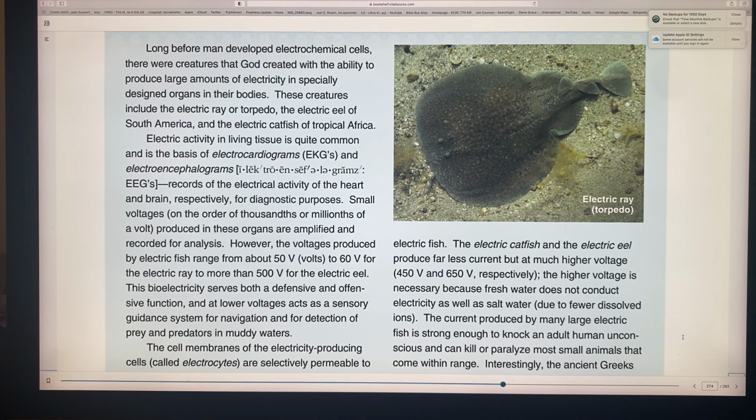waters. They also use it to light up so they can see their prey, and also to scare their predators away in the midst of muddy water. So there are different reasons for this electric current. But where does this electric current come from?